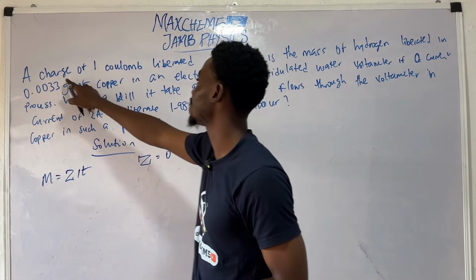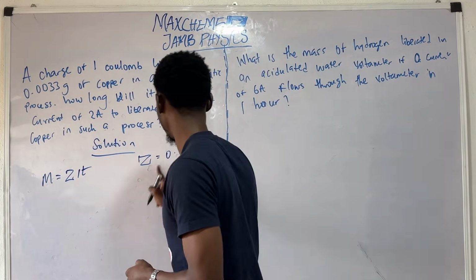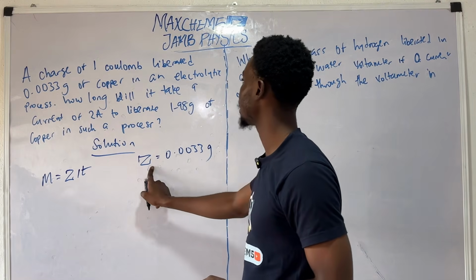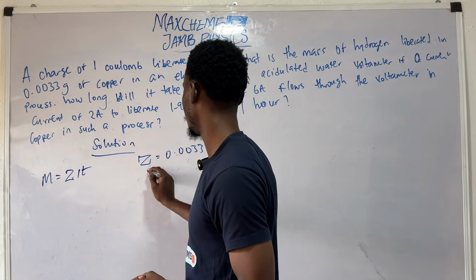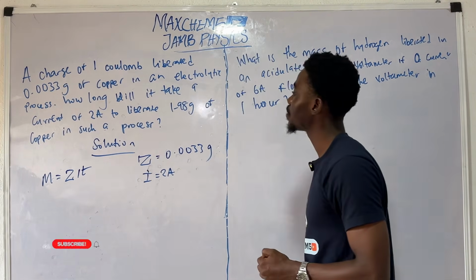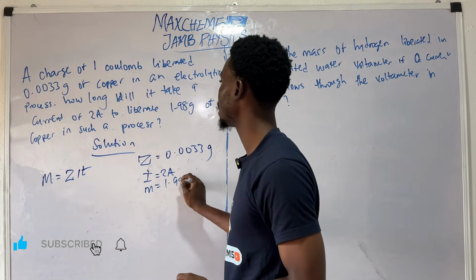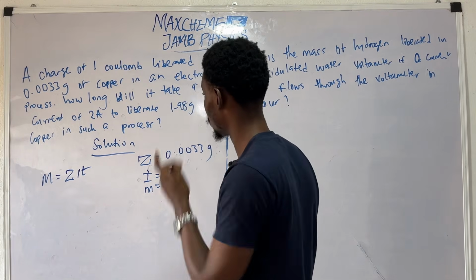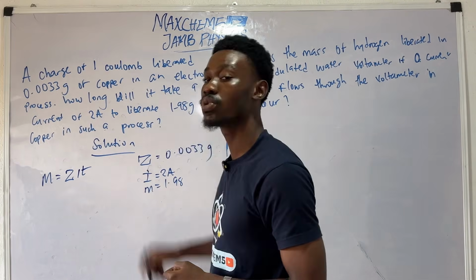So the Z here, which is the electrochemical equivalence, is equal to 0.0033 because it's a charge of 1 coulomb. So it is for 0.0033 grams. So this is our Z. What is the current there? The current is giving us 2 amperes. To liberate a mass, our mass is 1.98. We want to look for the time, because they ask for how long would it take.